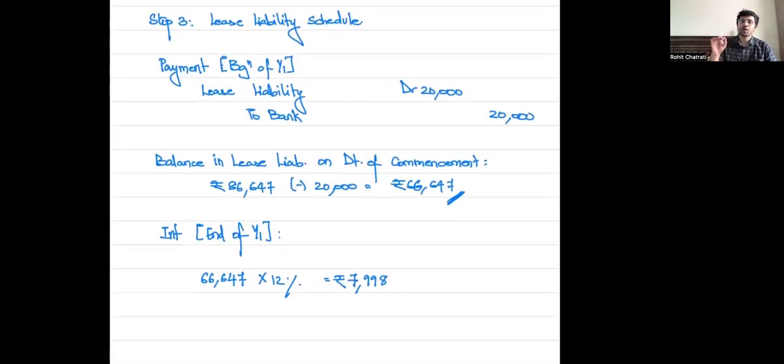We actually had a borrowing on day zero of 86,000, but on the same day I repaid 20,000. Therefore, my net borrowing is only 66,647. When I recognize interest for year one, my outstanding principal throughout the year is only 66,647. Therefore, what I need to recognize interest on is only 66,000.